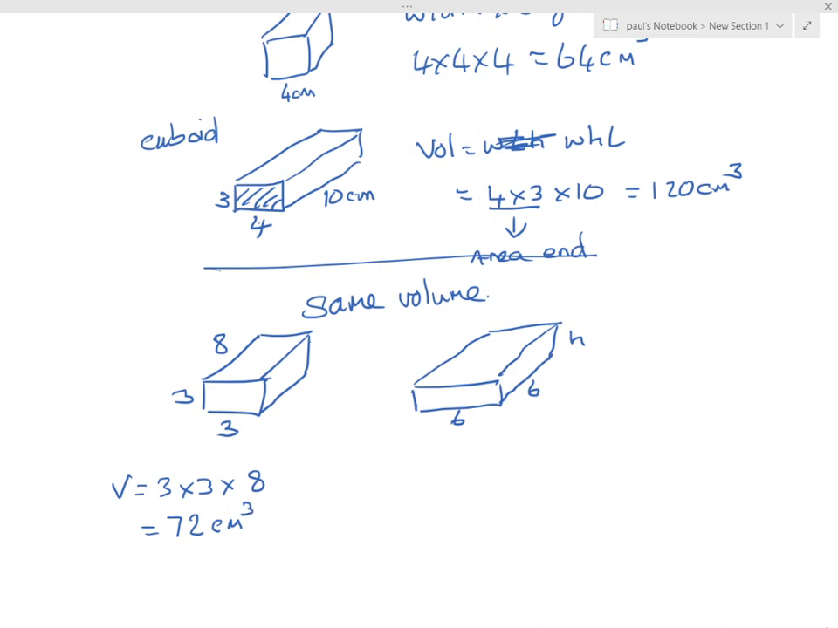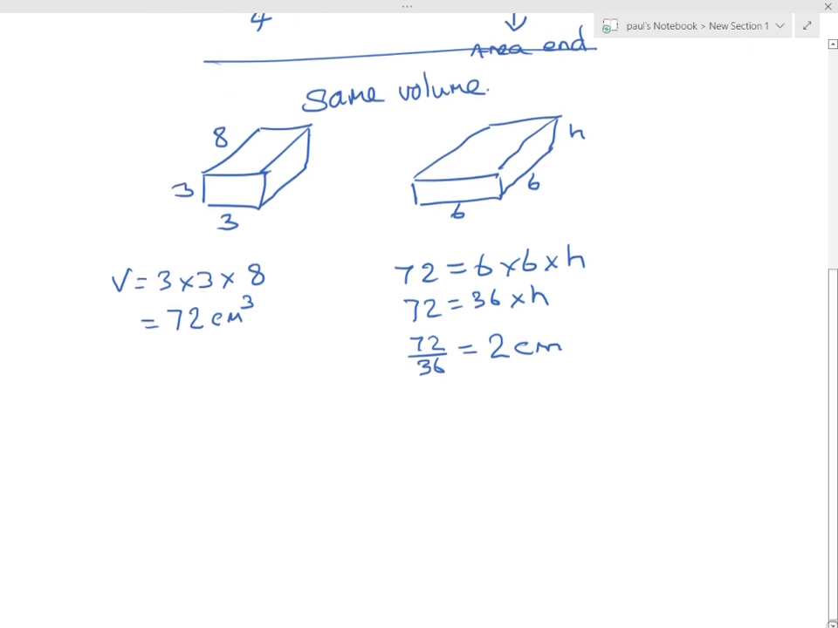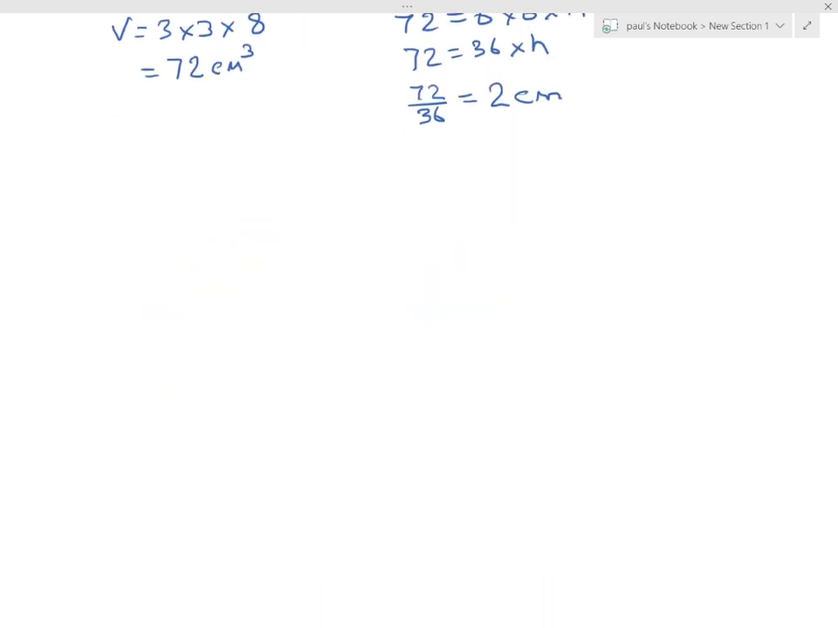And now we know that 72 will equal 6 times 6 times the height. So that's 36, so we can go 72 equals 36 times the height, and just divide by 36, so 72 divided by 36 equals 2. So the height is 2 centimeters. So you just have a little bit of rearranging of the equation or the formula to work out the second one, and then what did we go on to?